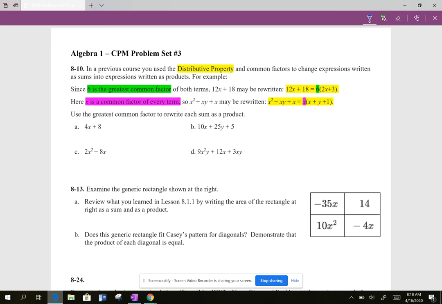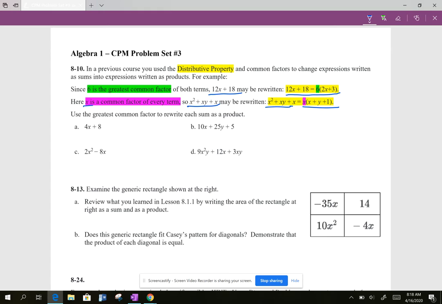8-10. In a previous course, you used the distributive property and common factors to change expressions written as sums into expressions written as products. For example, since 6 is the greatest common factor of 12x plus 18, this may be rewritten as 12x plus 18 equals 6 times 2x plus 3. X is a common factor of this, and so you can rewrite this as x times x plus y plus 1. This is basically taking out the greatest common factor like we've been doing before, factoring. It's the opposite of distributing, and so that's what we're going to do for A through D. I'll do A and C with you.